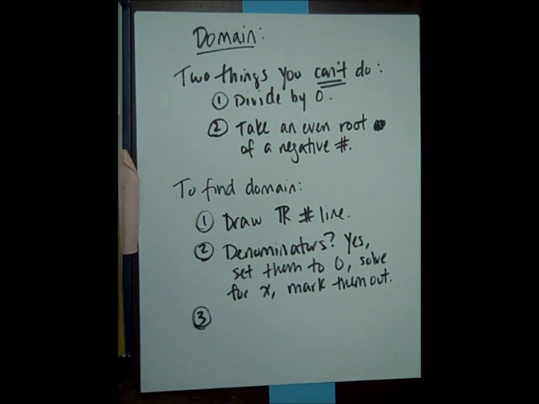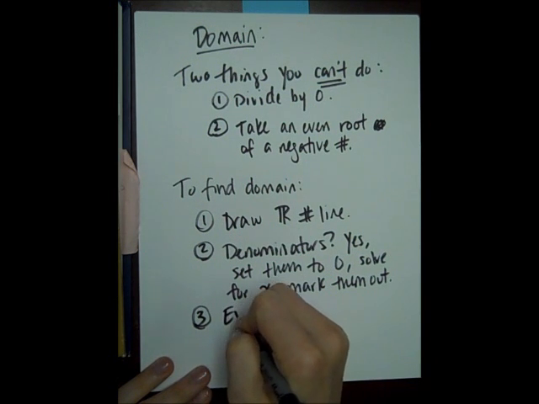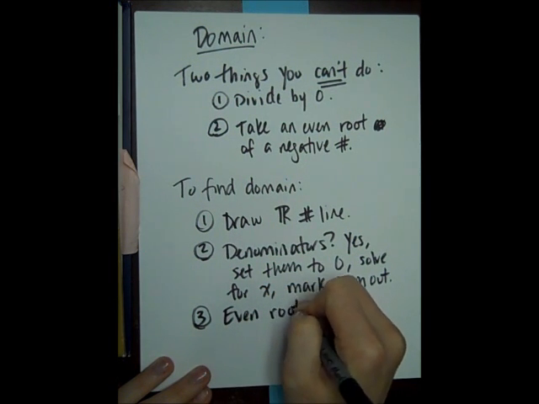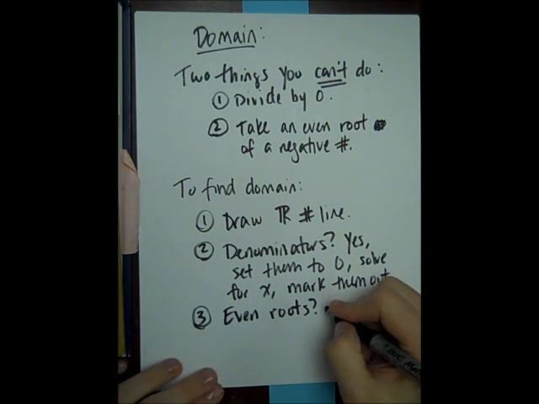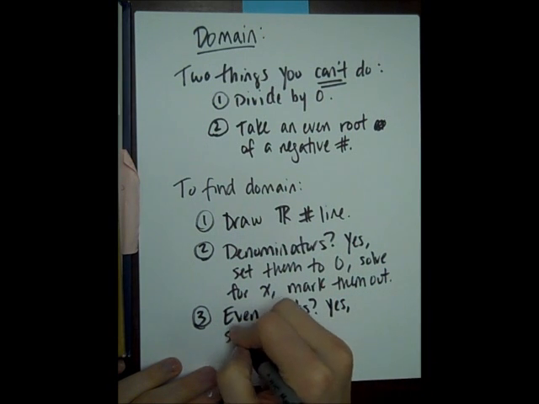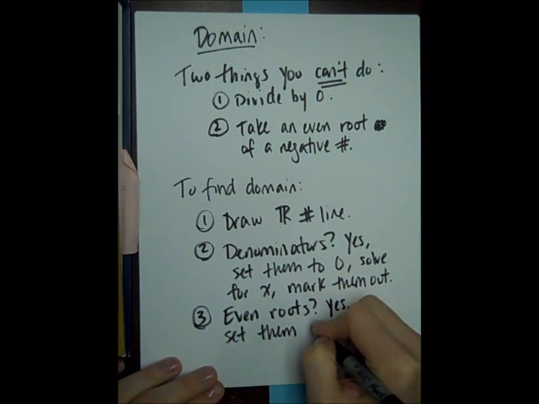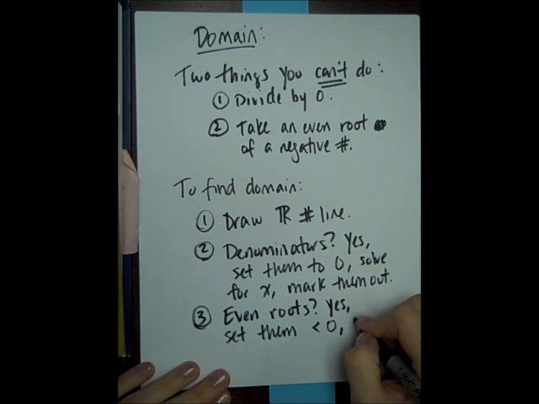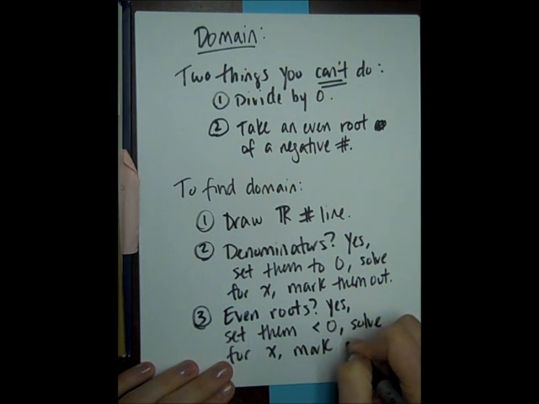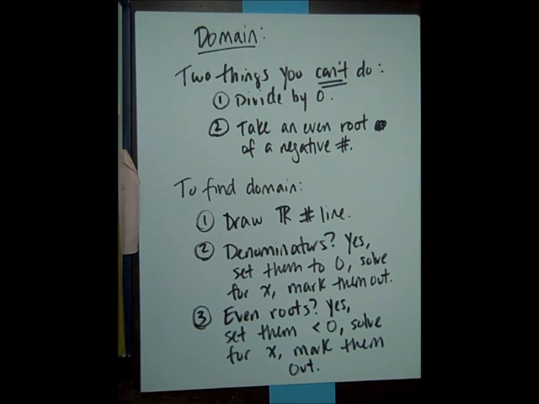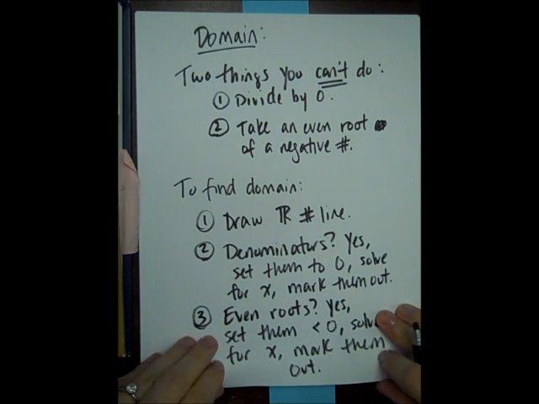Third thing you're going to ask yourself is, are there any even roots? So are there any square roots, any fourth roots, any sixth roots, anything like that? If the answer is yes, you're going to set them less than 0. Solve for x, and mark it out. So if you have any sort of even roots, so 2, 4, 6, any of those, set what's inside of the root less than 0, solve for x, mark it out on your number line.